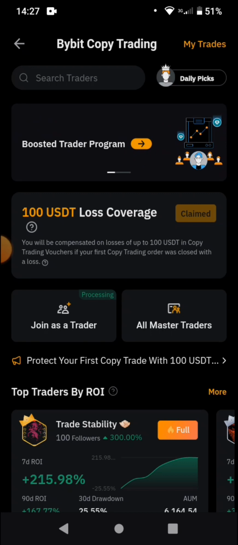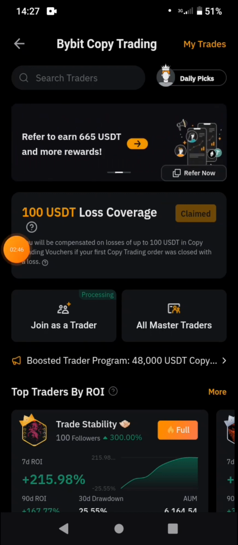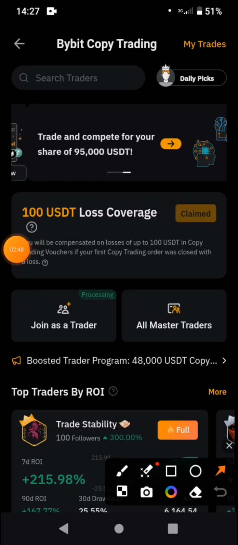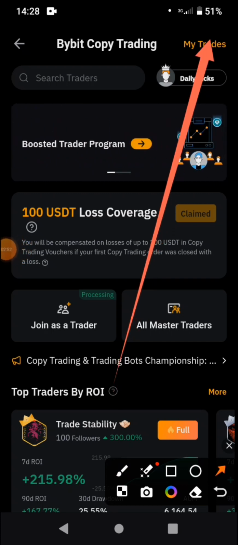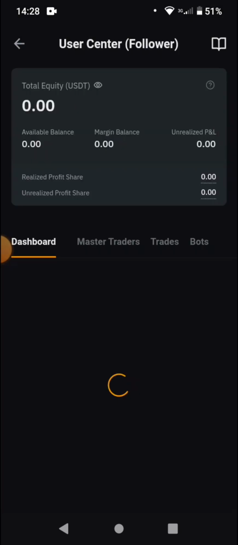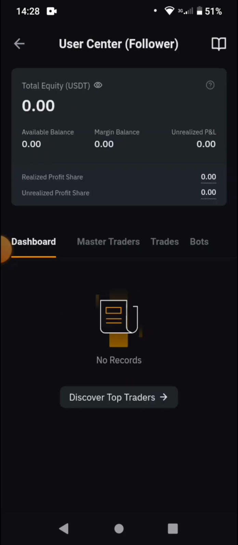So when you arrive here, this is what you're going to see. I'm going to first show you step by step. Don't get confused. As you see at the top here, you see my trades, where the arrow is pointing. If you tap here, this is where you're going to see all the trades you have copied. You are going to see your available balance. This total equity is basically your total amount of profits, or your loss that you are currently making.